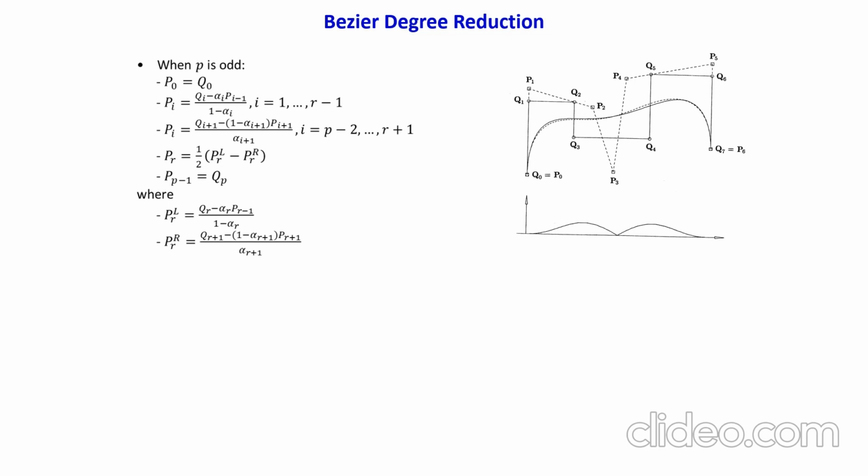Now let's assume the degree is odd, like in this image, reducing a Bezier curve from 7 to 6. This differs from the even case only in that, for the purpose of symmetry, the middle point, which we denote as P sub r, is computed as the average of the 2 components on either side.